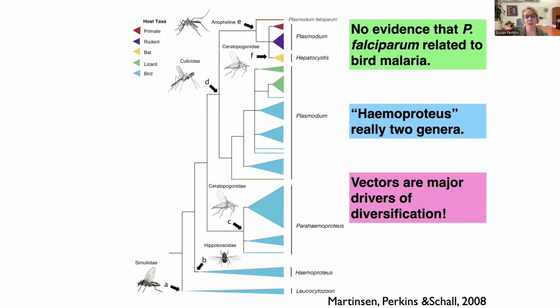And one of the things that was really beginning to emerge is that the vectors were the major drivers of diversification. I think this makes both evolutionary and ecological sense. Remember that the vectors are the definitive hosts. And so they're very important. Probably the original host, and us vertebrates became just replication vessels.